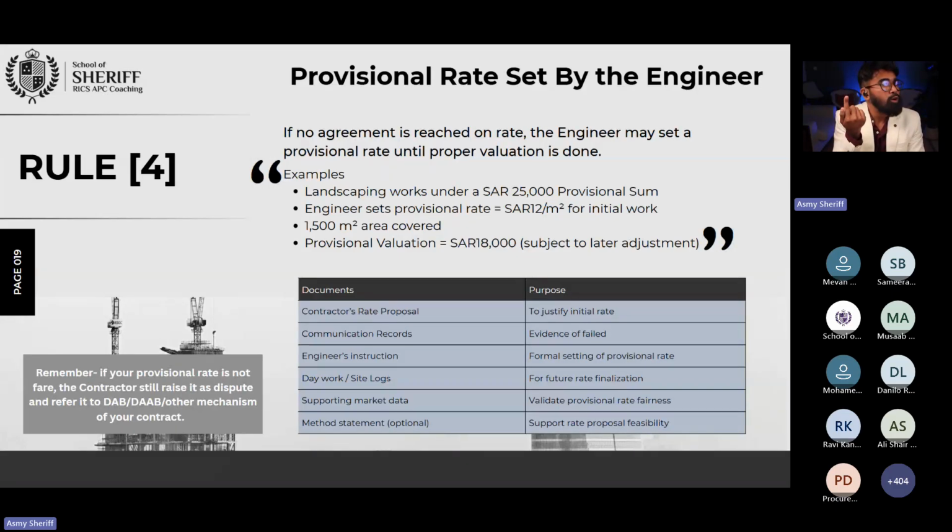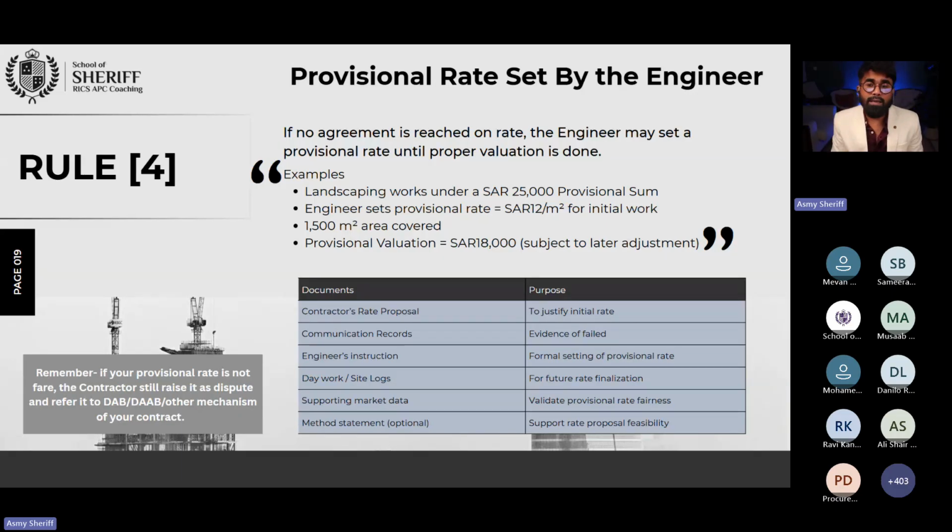That number, we call it what? Star rate. With an appropriate justification, I'm going to set a fair amount. That's what we call the provisional rate set by the engineer.